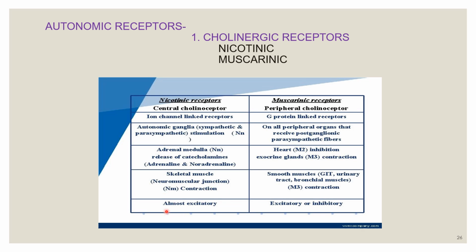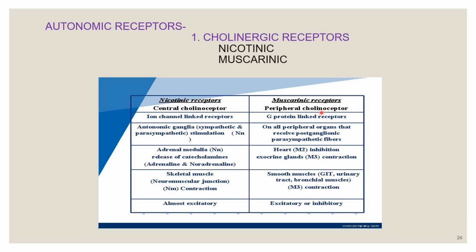These are almost excitatory in nature, because they are cholinergic receptors. They are releasing acetylcholine. So where are they present? At the autonomic ganglia NN type, in the adrenal medulla NN type, and in the skeletal muscle NM. So they are present in both the somatic nervous system and the autonomic nervous system.